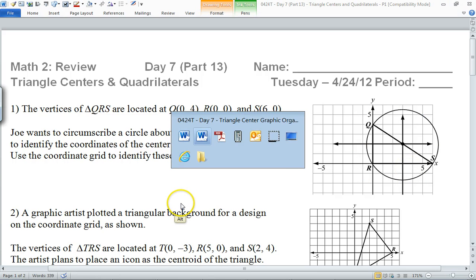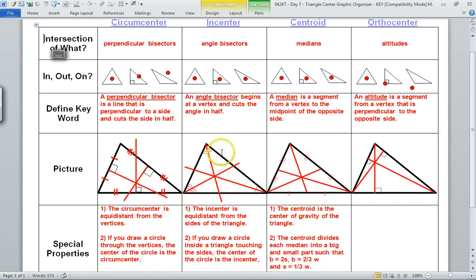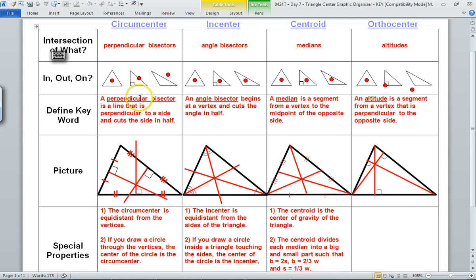If we look back at our notes, look at the special conditions at the bottom. The circumcenter is equidistant from the vertices, and underneath that it says if you draw a circle through the vertices, the center of the circle is the circumcenter. So isn't that exactly what we're talking about, drawing a circle through the vertices? So we're talking about a circumcenter.